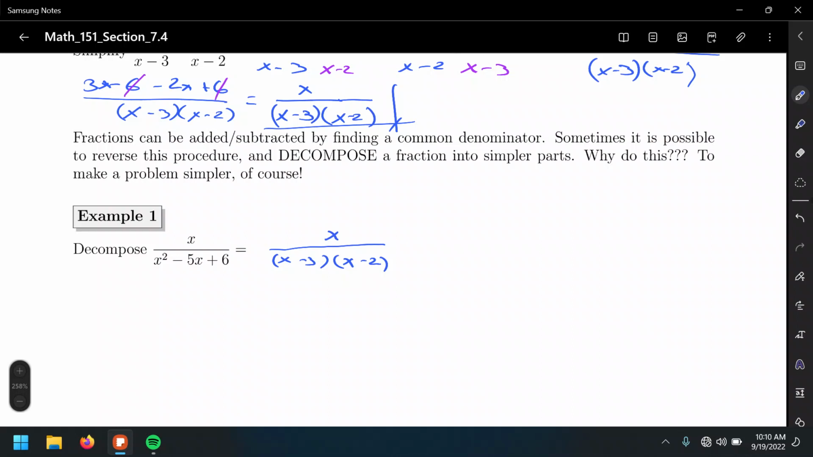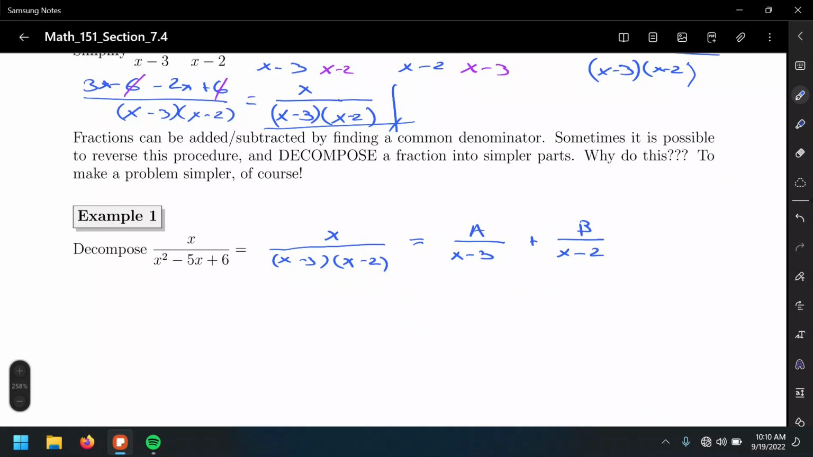To decompose this into partial fractions, notice we have in this case two factors in the denominator. We are going to break this up into a sum: A over x minus 3 plus B over x minus 2. So we write down one fraction for every single factor, but we don't need to look at the x right here. Just ignore the x, and in this case just assign letters.